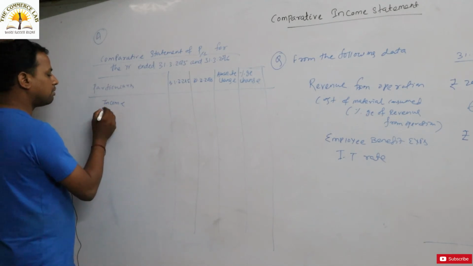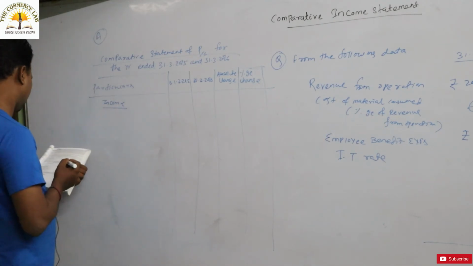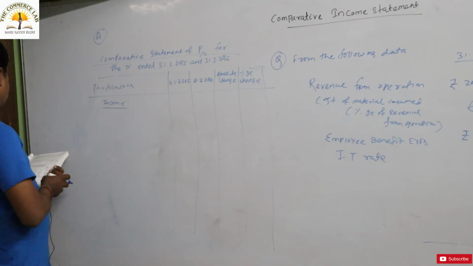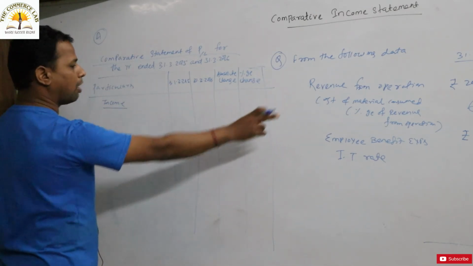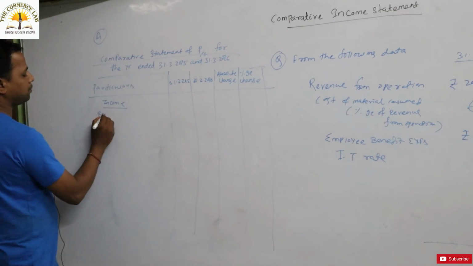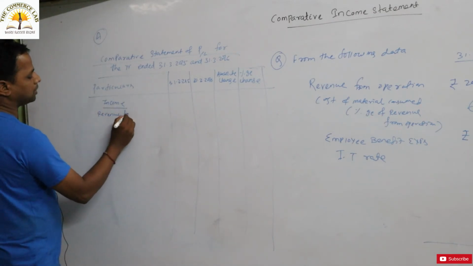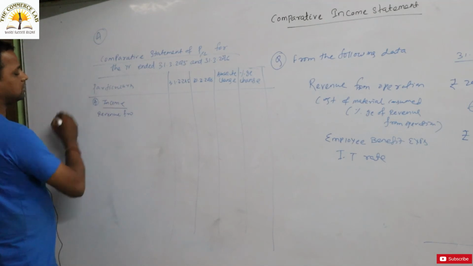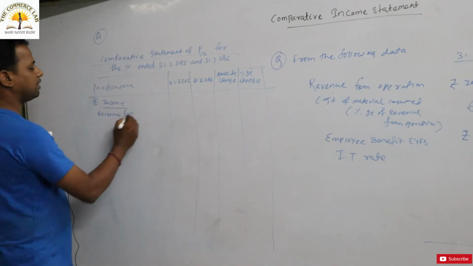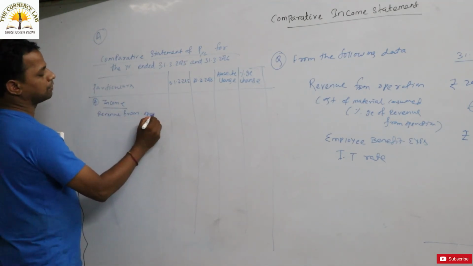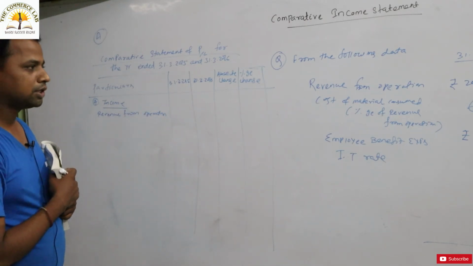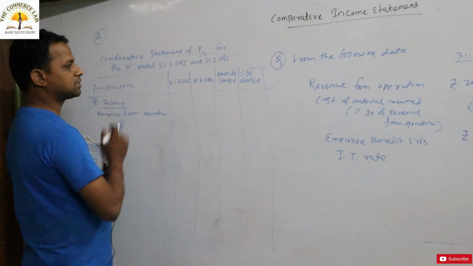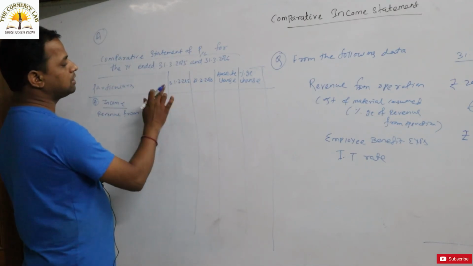So first we will write income. What will come under income? The first one is revenue from operation. Let me write this: income, heading A, revenue from operation. So what is the revenue from operation given in the question for 31st March 2015, not the 2016?